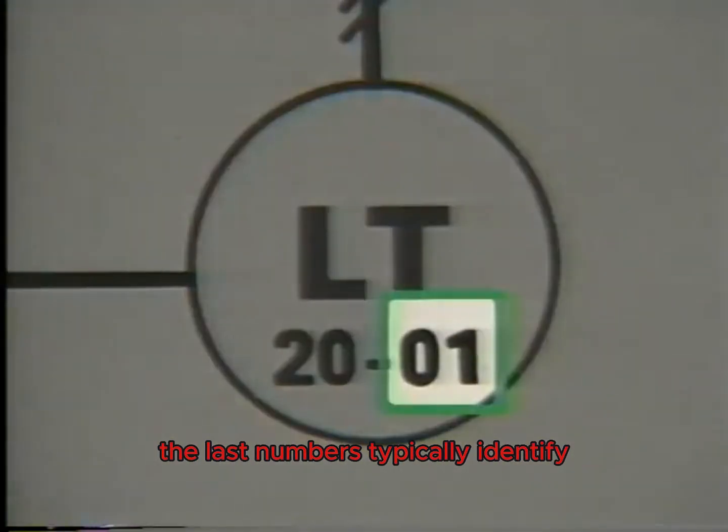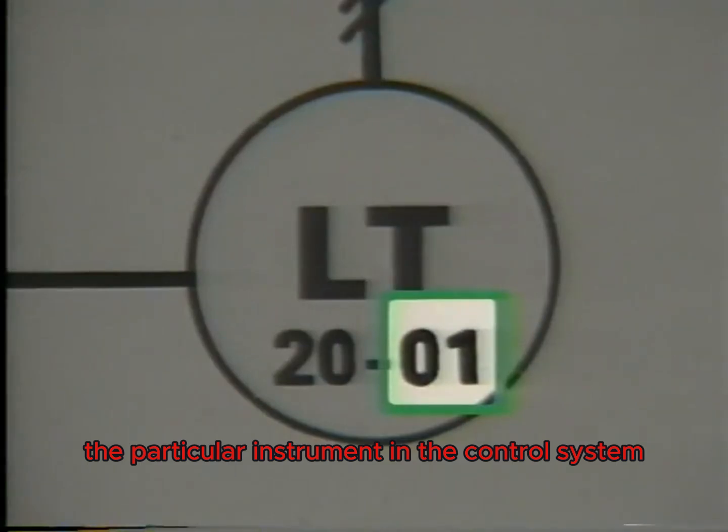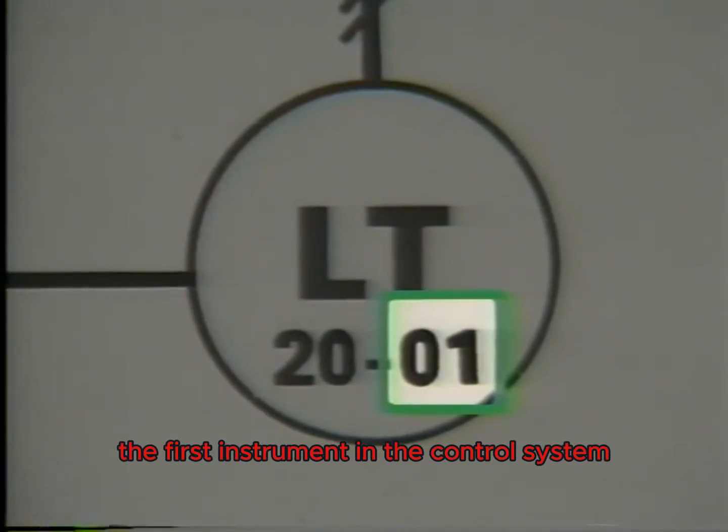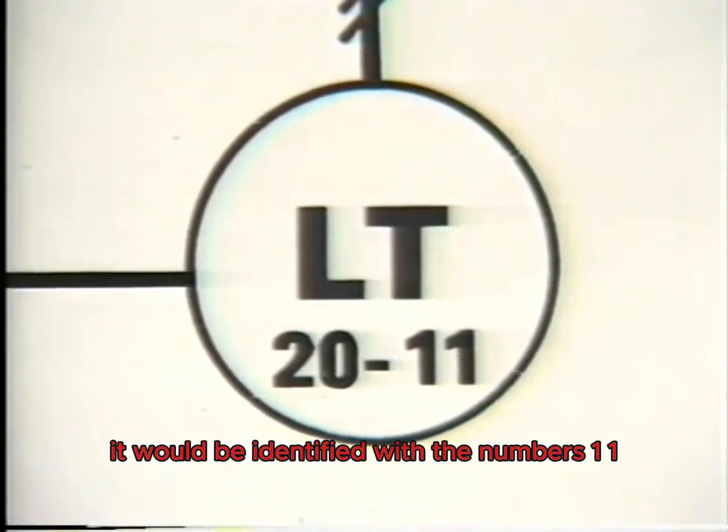The last numbers typically identify the particular instrument in the control system. For example, the 01 identifies this level transmitter as the first instrument in the control system. If the transmitter were the 11th instrument in the system, it would be identified with the numbers 11.